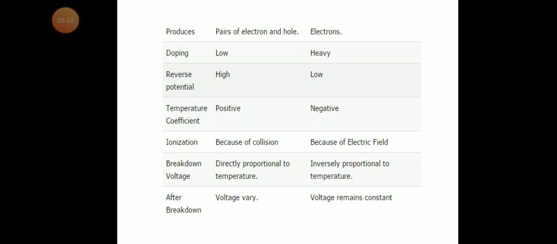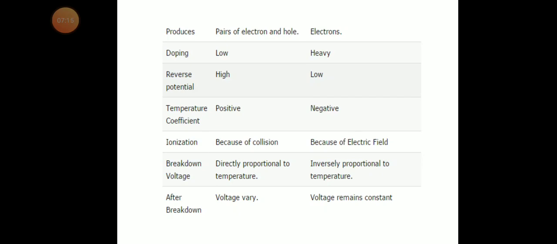Doping: in the avalanche breakdown the doping is low, and in the Zener breakdown it is heavily doped. Reverse potential: because of the lighter doping, we need to apply a higher electric field, a high amount of reverse potential, in the avalanche breakdown. Coming to the Zener breakdown, we need to apply a low amount of reverse potential. The temperature coefficient of the avalanche breakdown is positive, and the temperature coefficient of the Zener breakdown is negative.